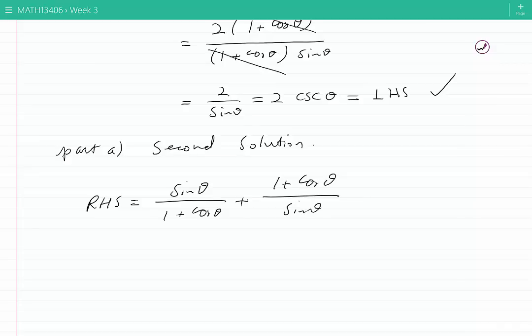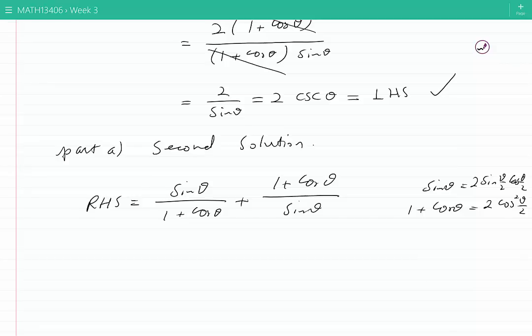Now I can use these equations. Instead of sine theta, I can write 2 sine theta over 2 cos theta over 2. And instead of 1 plus cos theta, I can write 2 cos squared of theta over 2. These are exactly the double angle formulas. However, I've used theta over 2 instead of theta in the double angle formulas.